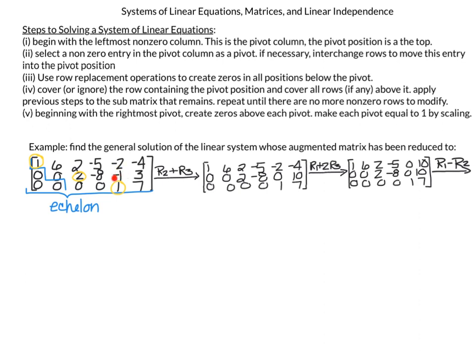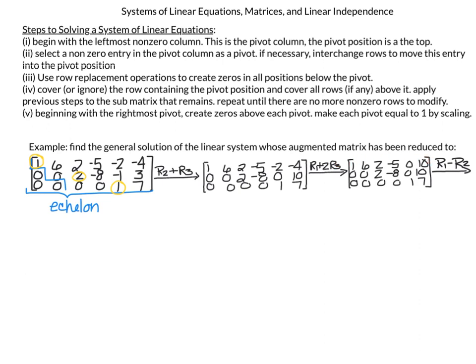To get this -1 to be equal to 0, I'm going to replace row 2 with row 2 plus row 3. And this is what I have. And now I need this -2 in row 1 to be equal to 0. So I'm going to replace row 1 with row 1 plus 2 R3. And this is what I get.